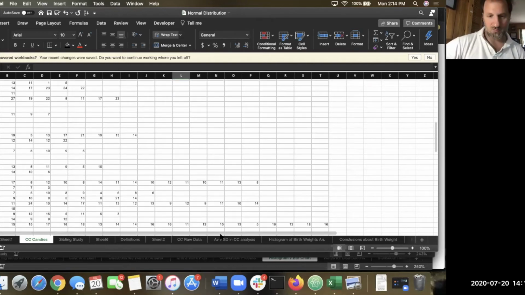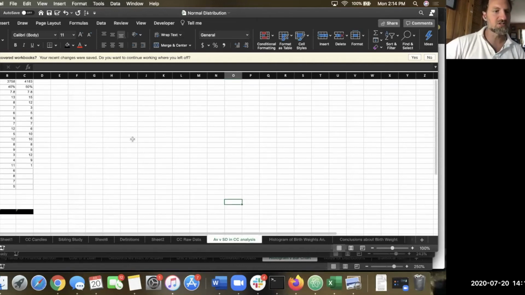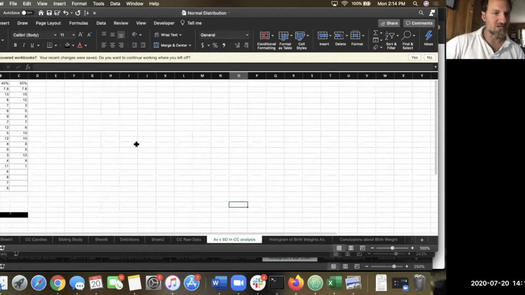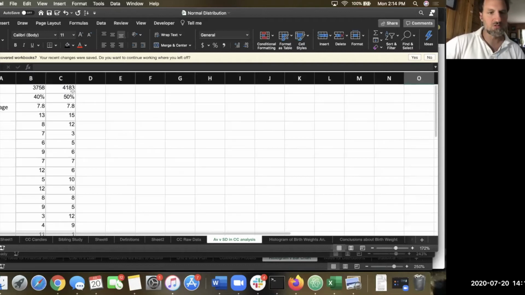So what I have here is a comparison of two levels. This is level 3,758 and then level 4,183. Don't worry about the 40%, the 50%. It's just kind of a number that I assigned to say how likely I was to succeed at that level.